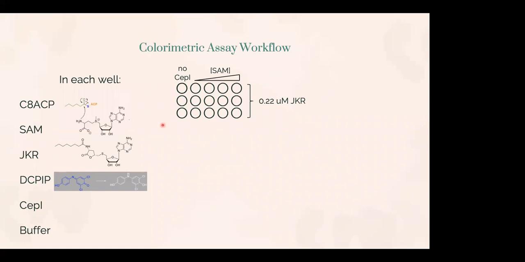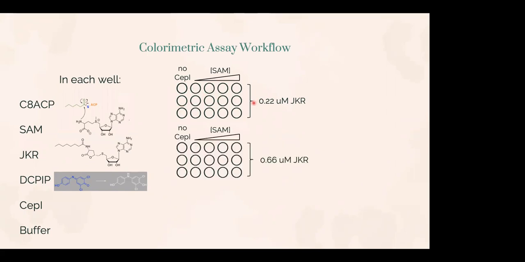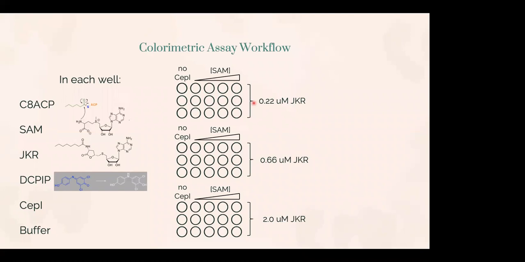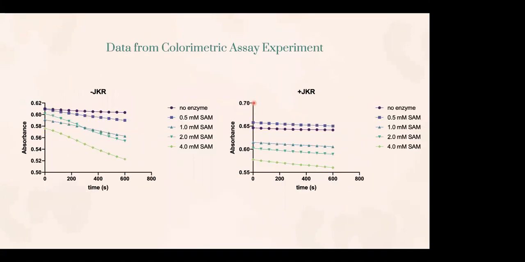For each concentration of JKR tested, we would have one lane of no enzyme control, and then increasing concentrations of SAM, in this case, 0.5, 1, 2, and 4 millimolar. And then it would run against one concentration of JKR, another higher concentration of JKR, and yet another higher concentration of JKR. So for those of you playing along at home, that adds up to 45 plate wells, 317 pipette tips, and all of my brain cells. But we got some really interesting data out of it.